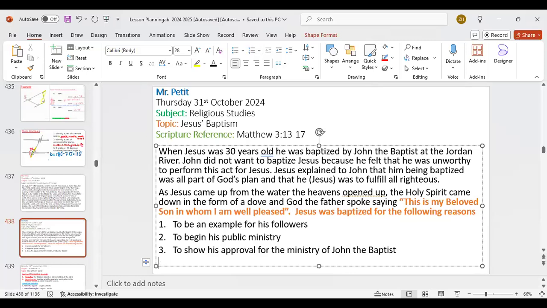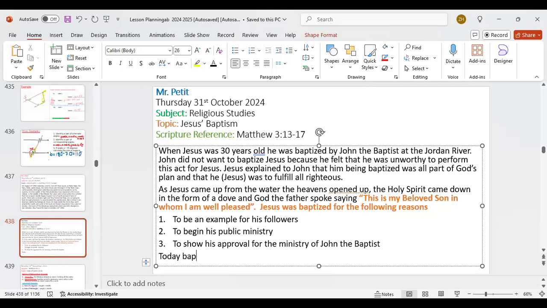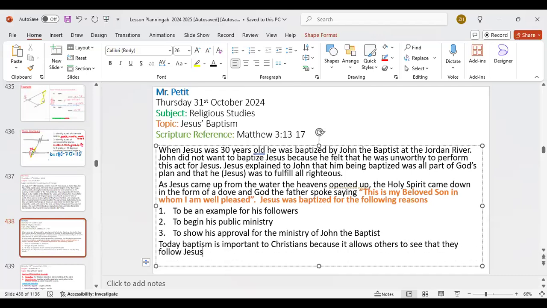Today, baptism is important to Christians because it allows others to see that they follow Jesus willingly.